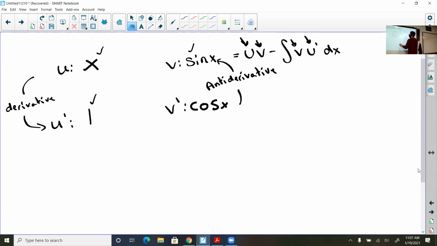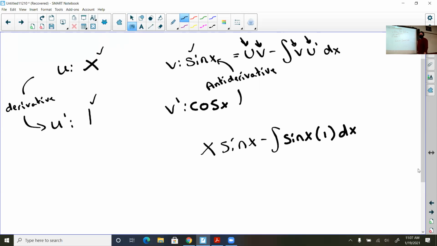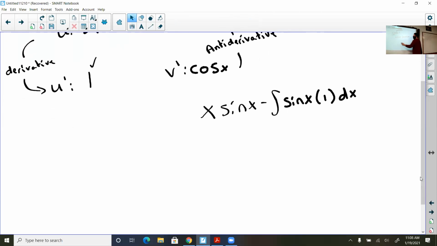So my u value is x. My v value is the sine of x, minus the integral of my v value times u prime dx. And now I'm going to simplify.